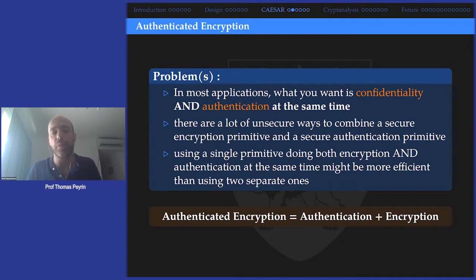So the community thought that maybe since in most applications we need both, then we should come up with one single primitive that does both things at the same time, authentication and encryption, and we call this authenticated encryption. The other good thing is that potentially it can also lead to efficiency improvements, because you don't have to go through the confidentiality part and then the authentication part. Maybe you can combine them so that you can save some operations. And this is actually what's happening. This is why people got really interested relatively recently in authenticated encryption.